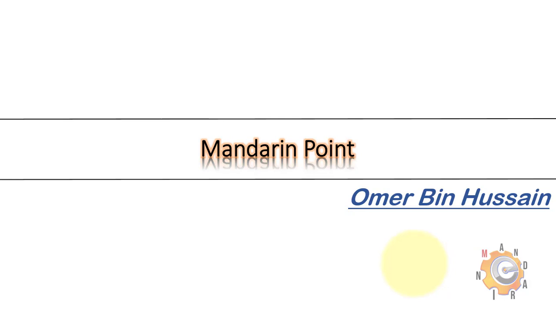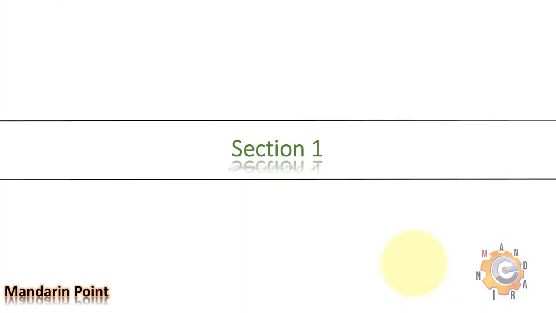Just like our previous lessons, this lesson will have two sections. In section 1, we will decompose Chinese characters and we will learn the new words. While in section 2, we will practice reading and listening Chinese language. So let's start with our section 1.